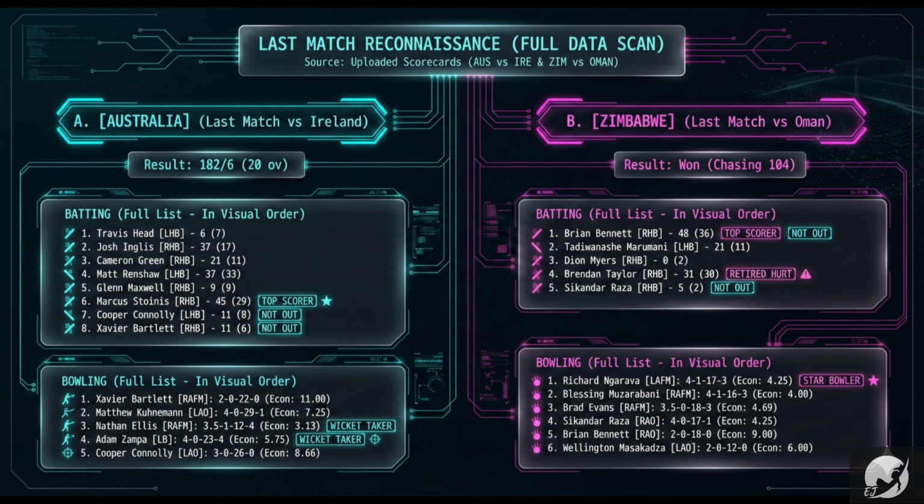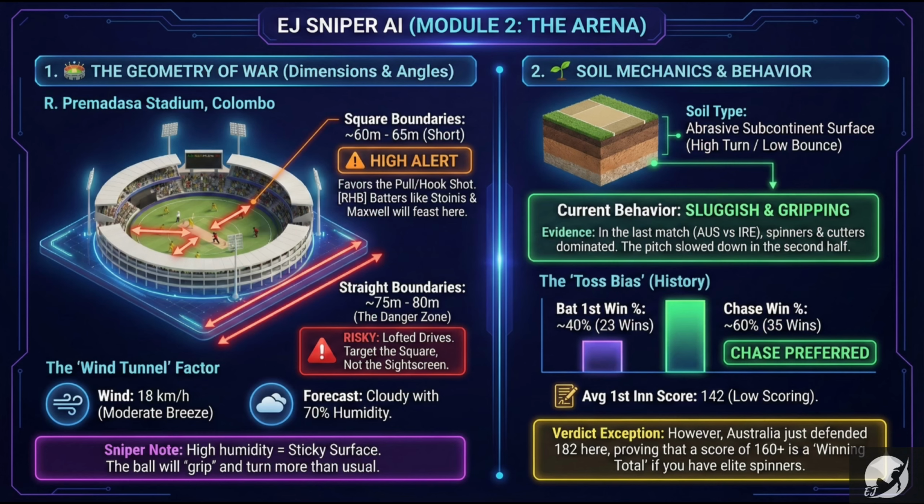Now, let's check the battlefield dimensions. Sniper, enter the geometry of war. Look at the Premadasa Stadium. The dimensions are not equal. The square boundaries are short, just 60 meters. This is the kill zone. Right-handed batters like Stoinis and Maxwell will target this area with pull shots. It's an easy 6. But look at the straight boundaries. 80 meters. That is the danger zone. Lofted drives down the ground will get caught.